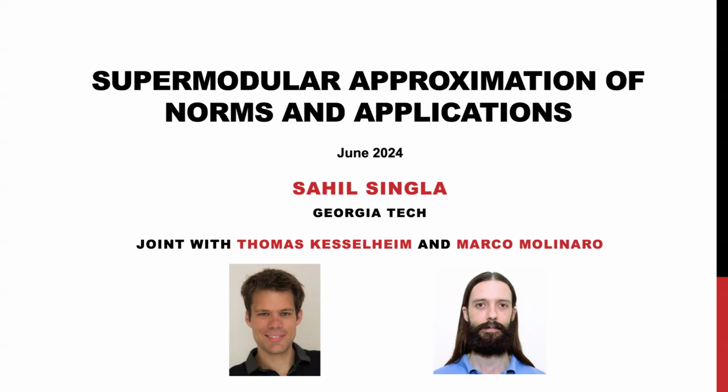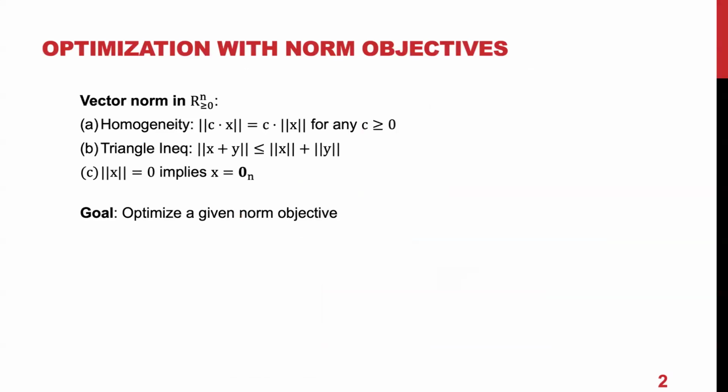So this work is about optimization problems where the objective is a norm. So you might have some norm objective and you want to minimize, maximize, and so on. So let's recall what a norm is. Norm in n-dimensional space. In this work, we'll be focusing on finite n-dimensional problems, and we'll be only working in the positive orthant. So we'll be working with non-negative vectors, because many of these applications only work with non-negative vectors.